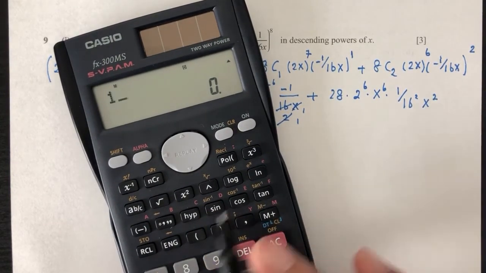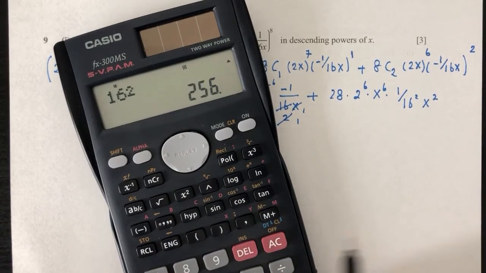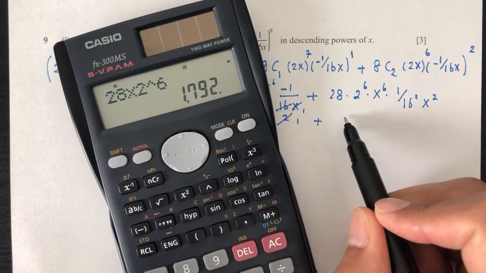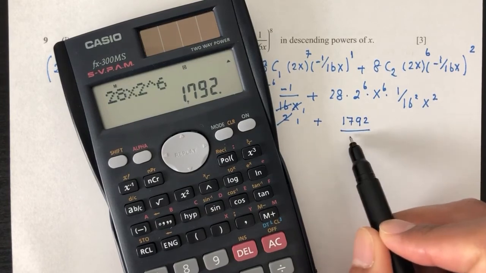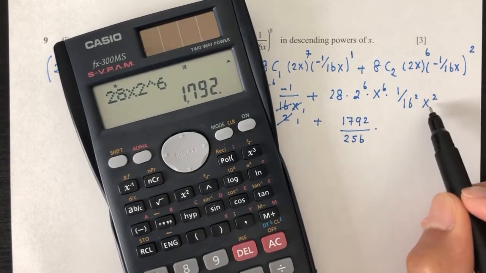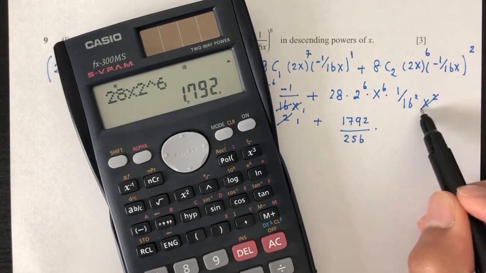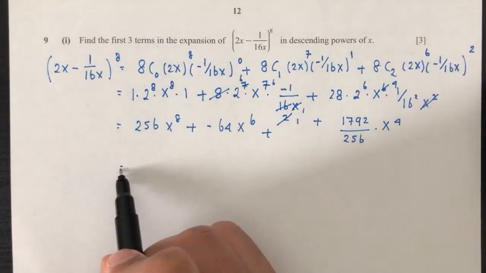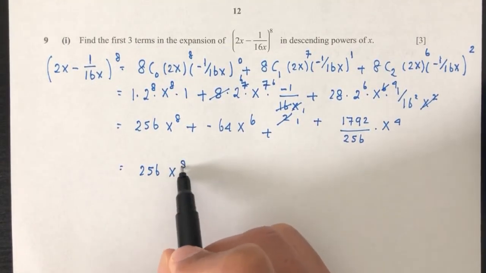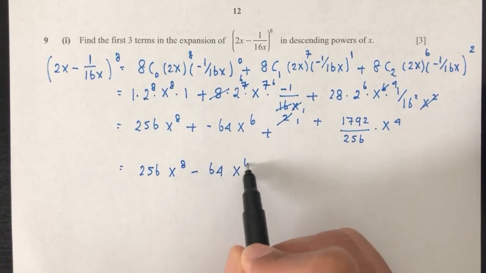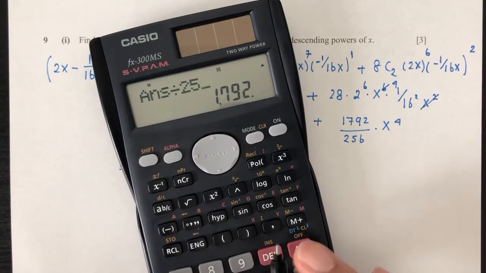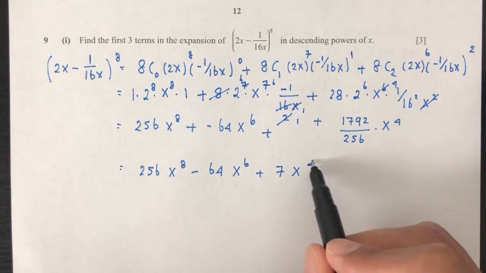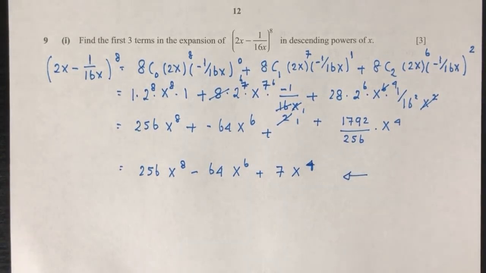So what is 16 squared? 256. So 28 times 2 to the power 6 will give me plus 1792 divided by 256. Then we have this should give me x squared, 4. That will be x to the power 4. So simplify, in the end we have 256 x^8 minus 64 x^6, and this one will be divided by 256, that should be 7, plus 7x^4. So this will be the first 3 terms of this expansion.